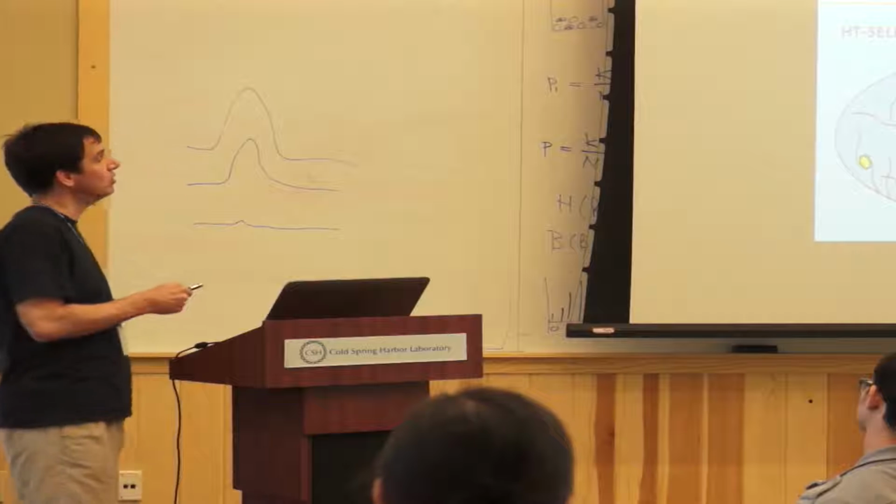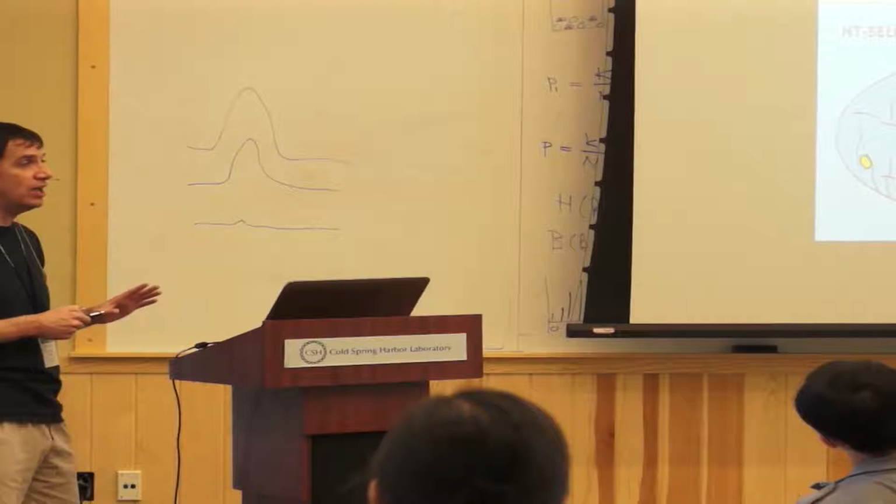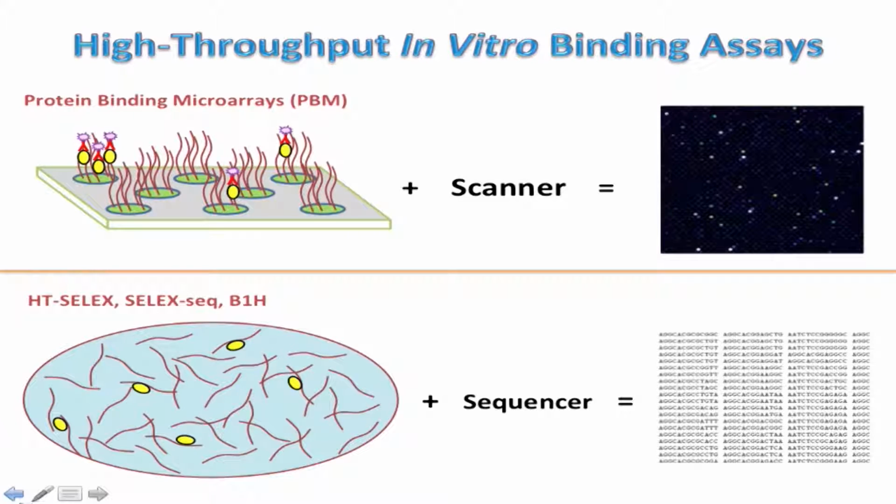So the goal for these UPBM arrays is to characterize the specificity of any protein across binding sites that are at most 10 base pairs long. Okay? Now, of course, there's a limitation, right? Because what if your protein binds to more than 10 base pairs? Then you've got a problem. And that's where the new generation of in vitro binding assays are much more applicable.